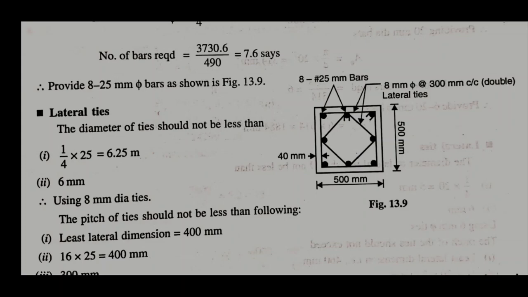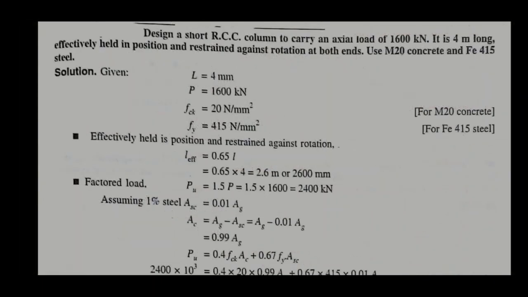8 numbers of 25 mm dia bars are provided here, and 8 mm dia lateral ties are given at 300 mm center to center distance. Okay. So this drawing is also important. Here we complete this problem. Let's check out the next problem.